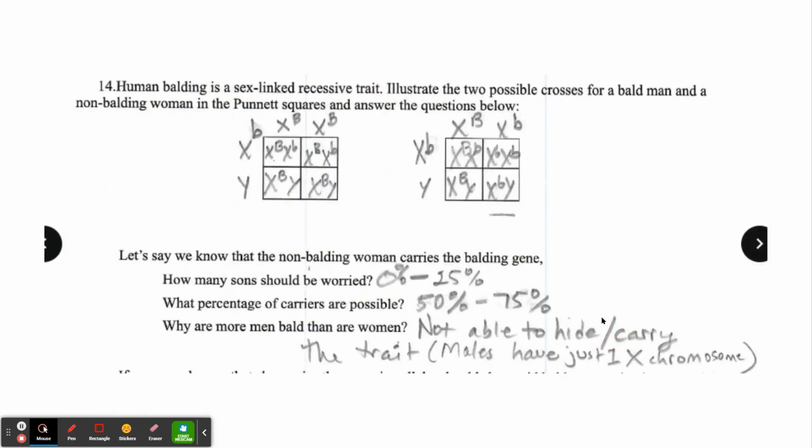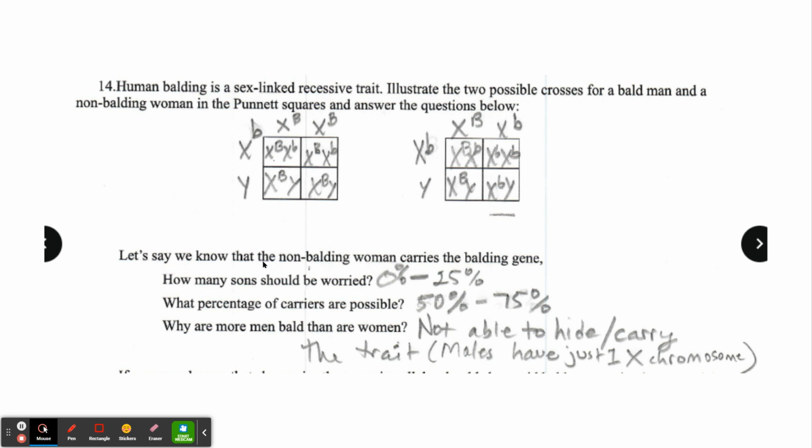Okay, human balding is a sex-linked recessive trait. Illustrate the two possible crosses for a bald man and a non-balding woman in Punnett squares and answer the questions below. Okay, so there we go. You can see that we could have a bald man, a man who has a balding allele there, and then a woman who has normal, and that's the cross that you get. And then you have a balding man, who has the balding allele on his X chromosome, and a woman who's heterozygous, and that's what you get.